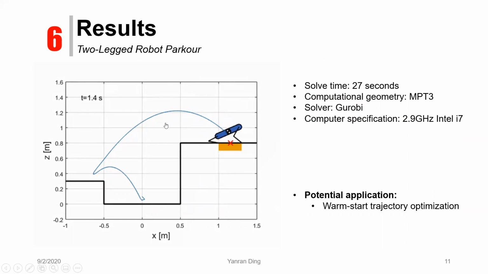One of the potential applications of the mixed integer formulation is to generate a trajectory that could be used to warm start a full-scale trajectory optimization.